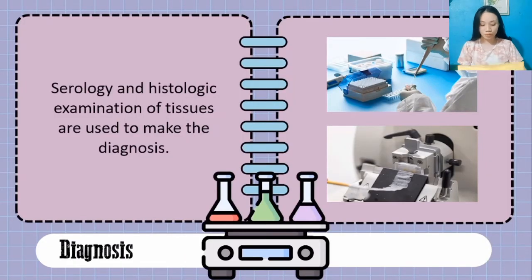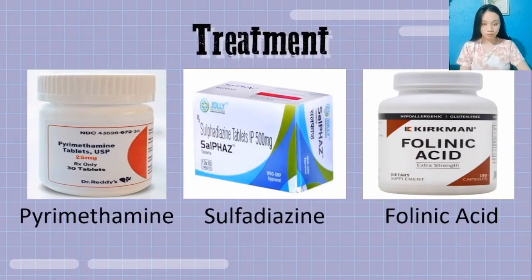Then the diagnosis. So the condition is evaluated by serology and examination of tissues. Treatment includes pyrimethamine and sulfadiazine and also folinic acid.